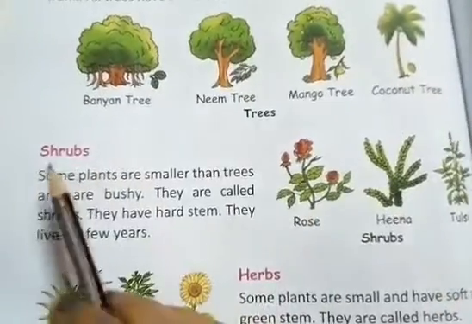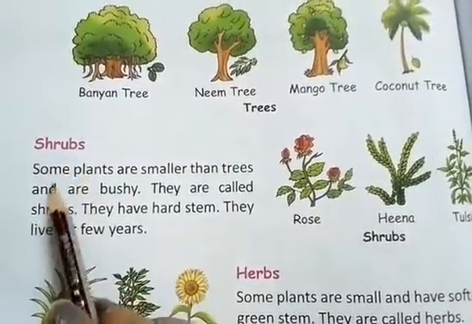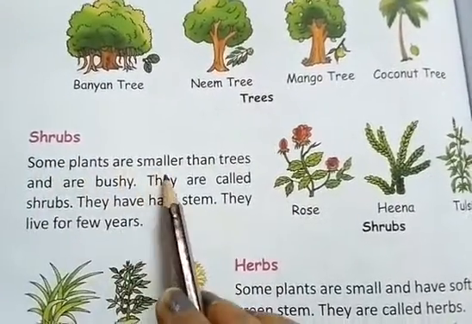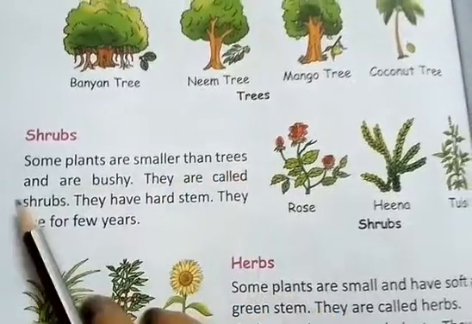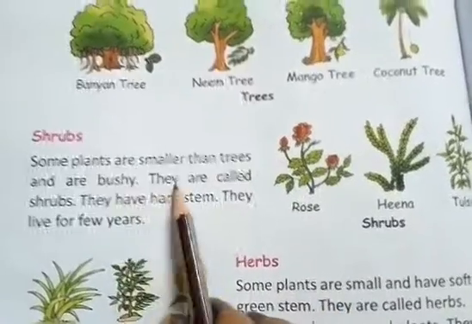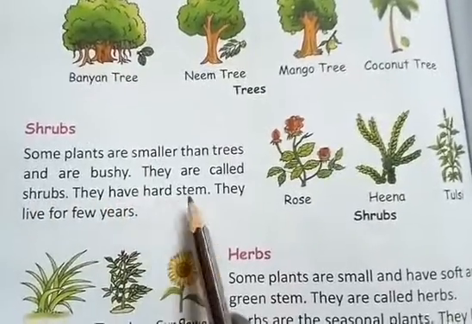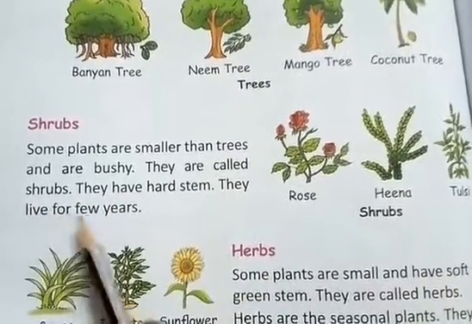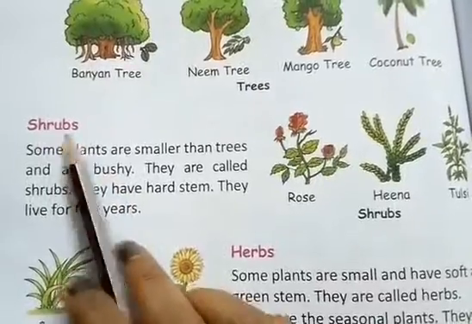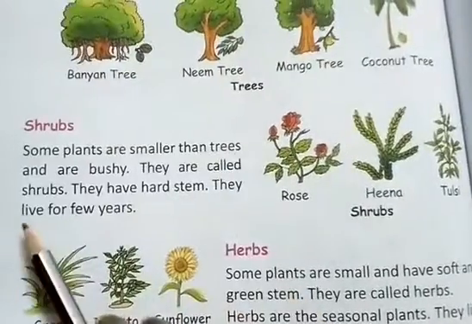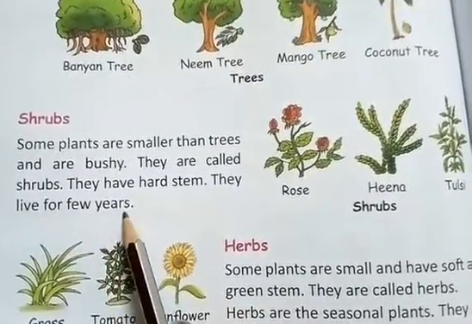Now the second kind is shrubs. Some plants are smaller than trees and are bushy. They are called shrubs. They have hard stem. They live for few years. So the shrubs are smaller than trees and they live for few years.